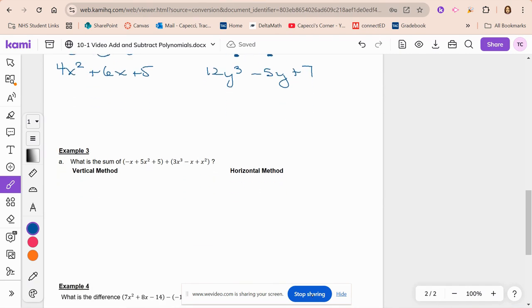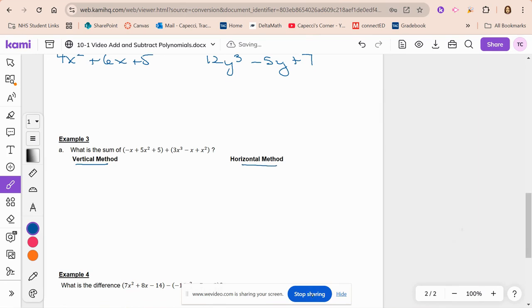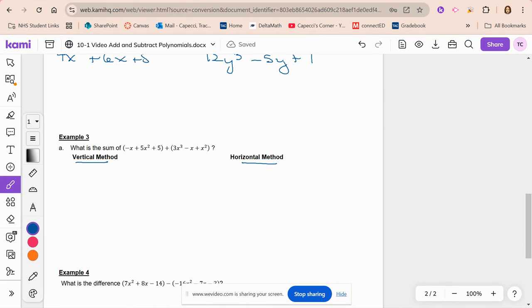Okay, so now we're going to do some adding and subtracting. There is a vertical method and a horizontal method. It does not matter which way you do it. It's just two methods. You're going to just practice and choose the one you're most comfortable with. So I'm going to add these.